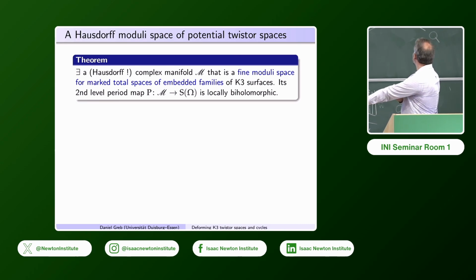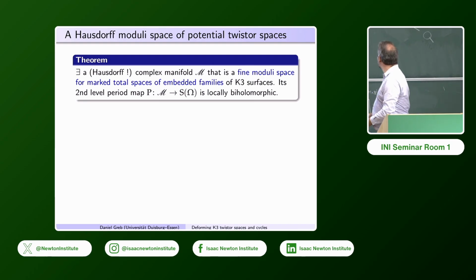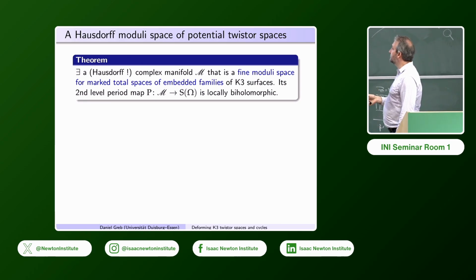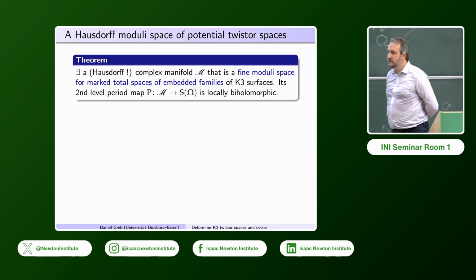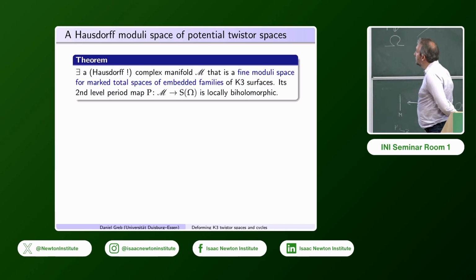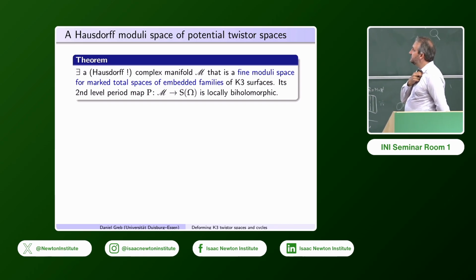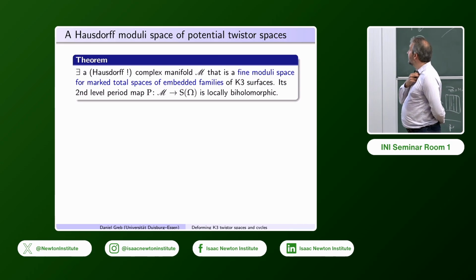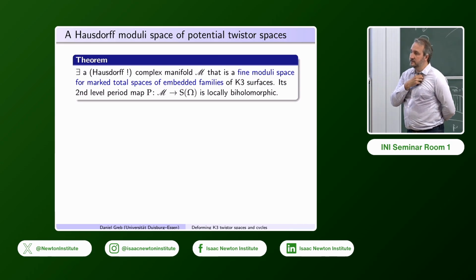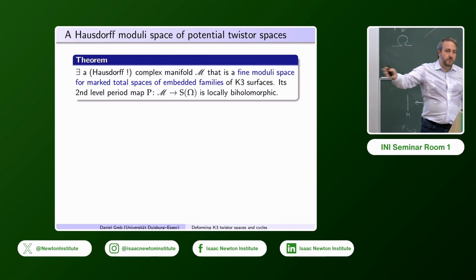Okay, so now I do the same thing. This was local deformation theory; now I glue everything together over the Kodaira space, over the space of rational curves inside the period domain, this is omega. And I get a complex manifold, so actually this time the gluing gives something Hausdorff. So I improve the situation massively: a complex manifold that is a fine moduli space for marked total spaces of embedded families of K3 surfaces, which lies locally biholomorphically over this open part of the Grassmannian.